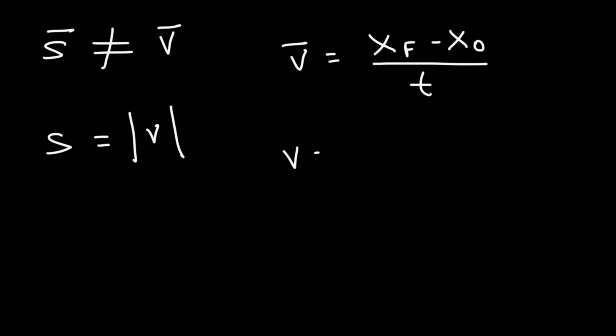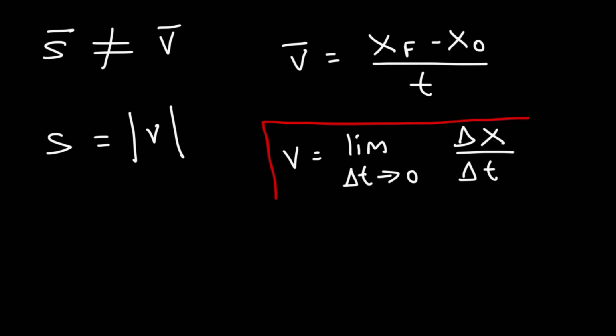Now, instantaneous velocity, in order to calculate it, you need to use limits. So it's the limit as the change in time goes to 0, and it's basically the displacement over time, or the change in position over the change in time. So that's how you would calculate instantaneous velocity, which we really won't go over in this video. But for those of you who want the formula, that's what it is.